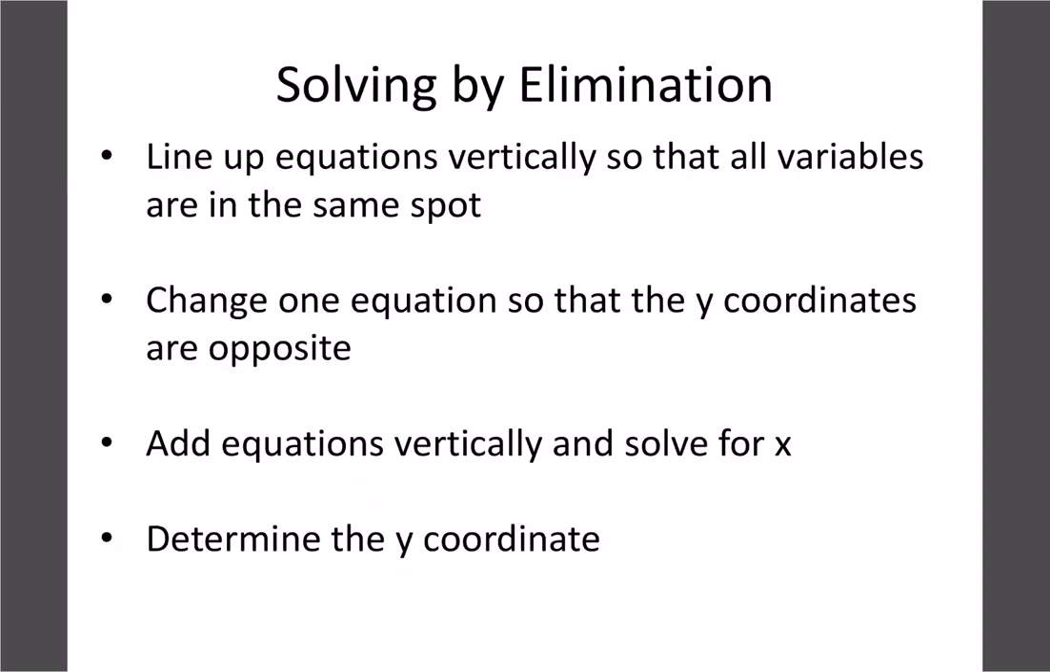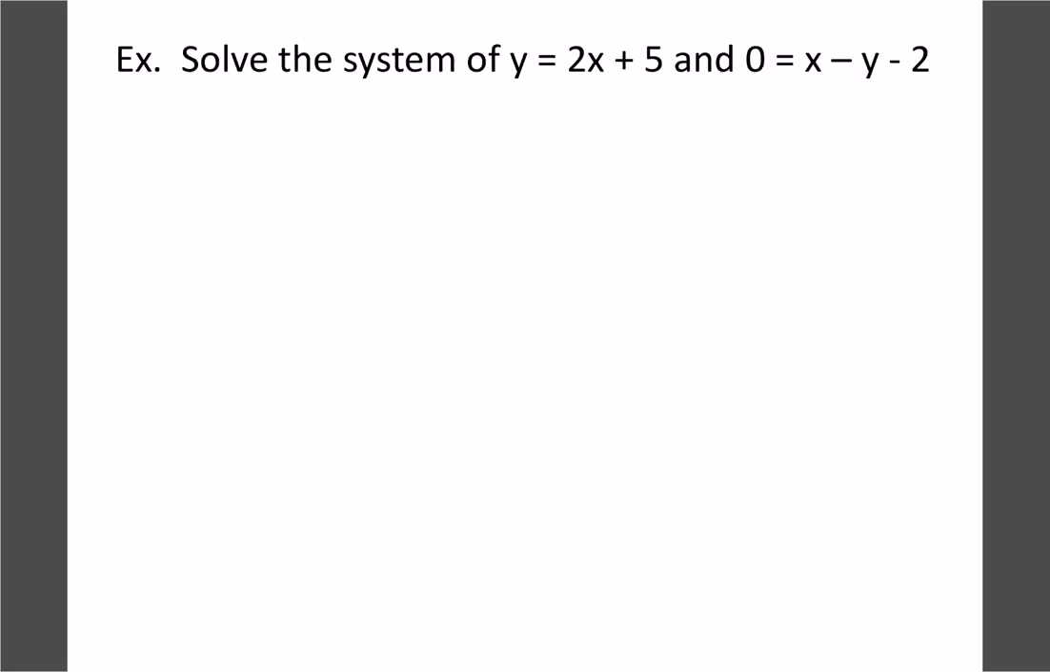So the steps for solving by elimination: the key thing is to make sure they're lined up vertically so that everything's in the same spot. It doesn't matter what order you put them in, as long as they are the same for both equations. Then usually we have to change one of the equations, or both sometimes, to get the y values being opposite to each other. So if you have a y, you want the other one to be negative y. If you have a 5y, make the other one negative 5y, and so on. Then we just add everything vertically and solve for x. Plug that x value in to solve for y afterwards.